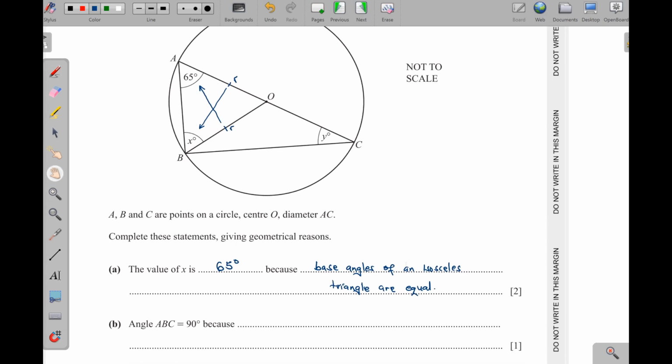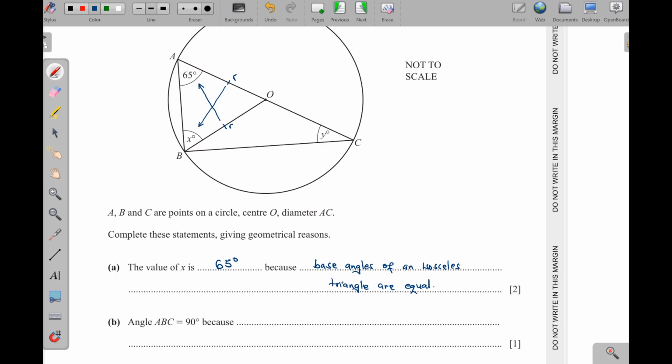Then next, angle ABC is equal to 90. ABC, this one here, is equal to 90. Yes, it is true, because you can see AC is a diameter. So we shall say that angle in the semicircle is always a right angle, or is always equal to 90 degrees, whatever you want.